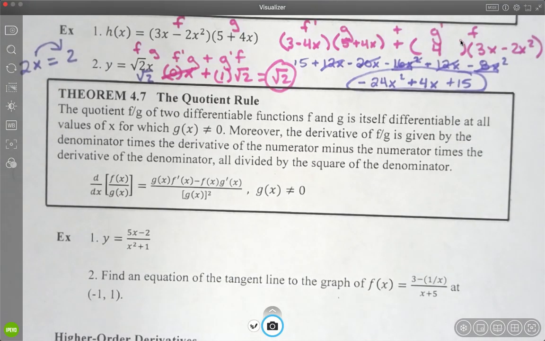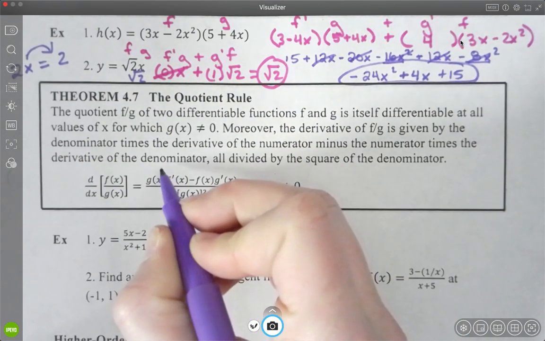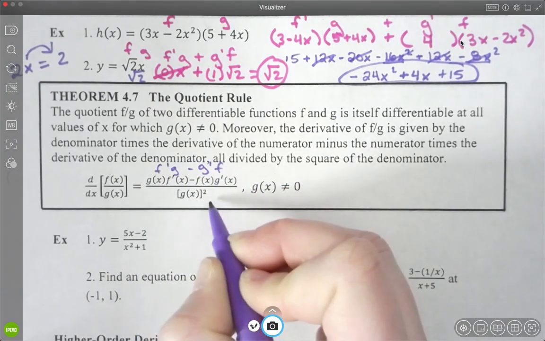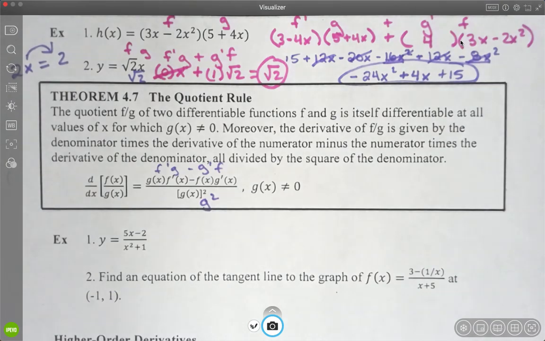Quotient rule. So I told you it was f prime g minus g prime f all over g squared. Right, g squared's on the bottom. That's not the way that they have it written. They have it gf prime, but is gf prime the same thing as f prime g? Like 2 times 3 is the same thing as 3 times 2. It doesn't matter how you order them, okay? So I would do the f first. F prime g minus g prime f all over g squared, okay?